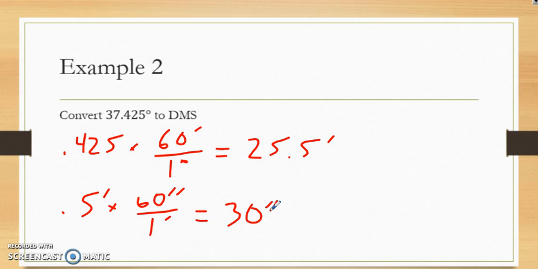So my final answer is 37 degrees, 25 minutes, which is what I got here, but I'm not including the decimal part because we broke that part down more, and 30 seconds. So that's our answer. It's just another way of expressing that we have 37 whole degrees and then part of another degree. 0.425 is the same as 25 minutes and 30 seconds.